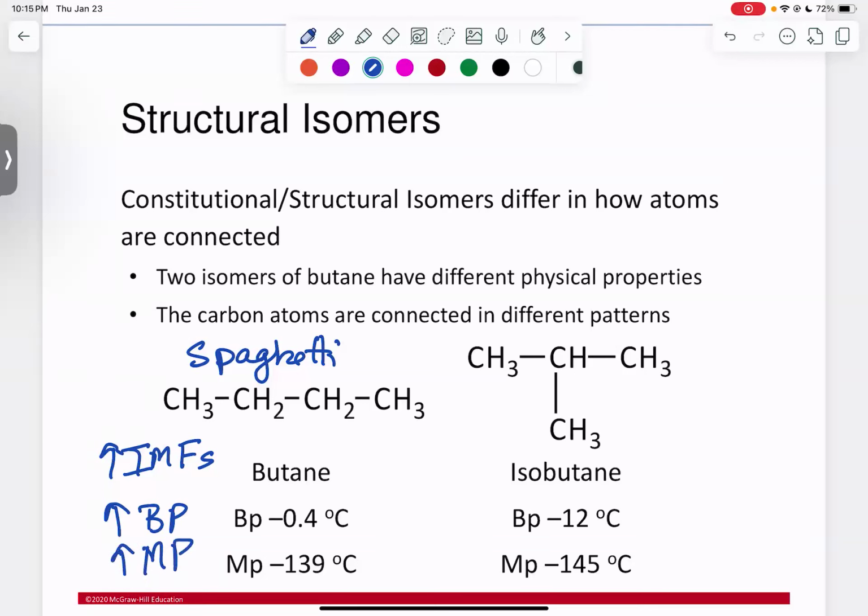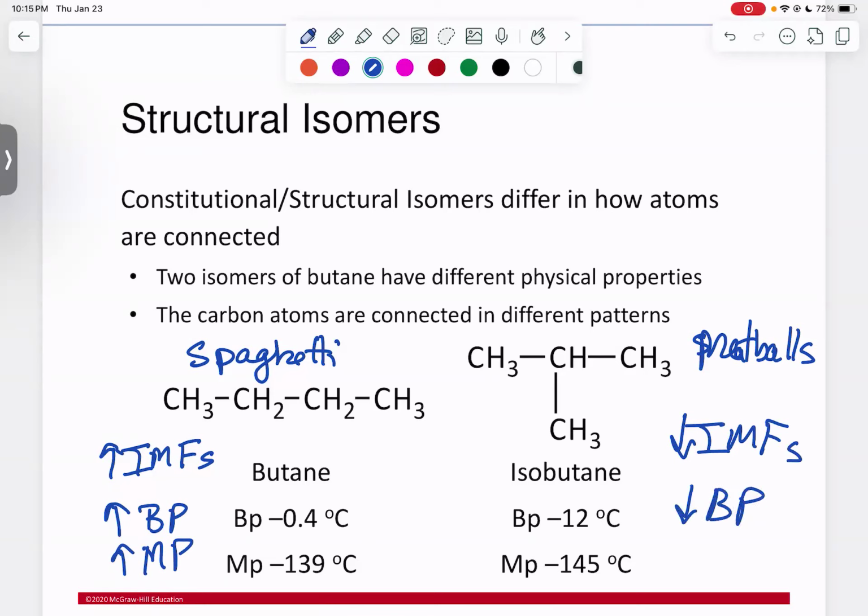So if I look over here, this is more the meatballs. And meatballs has less intermolecular forces, lower intermolecular forces, therefore a lower boiling point. It's more negative, and a lower melting point. It's again more negative. So that makes sense. All right, that is the end of section 3.